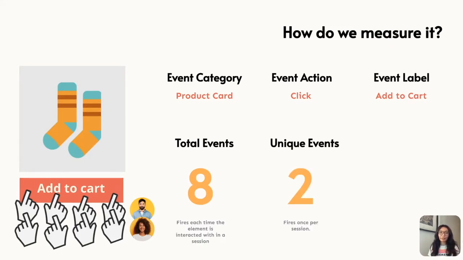For unique events, Google Analytics counts 1 for the first time the event is fired in the session with these dimension values and ignores any additional events with the same values. So if Nina clicks more than once, she'll only be counted for the first time that she clicked. So in our case with the Add to Cart button, unique events would be 2. 1 for each customer that clicked within a session. So 1 for Casey and 1 for Nina. The total events metric counts each time the value is sent. So here we have 8, so 4 for Casey and 4 for Nina.